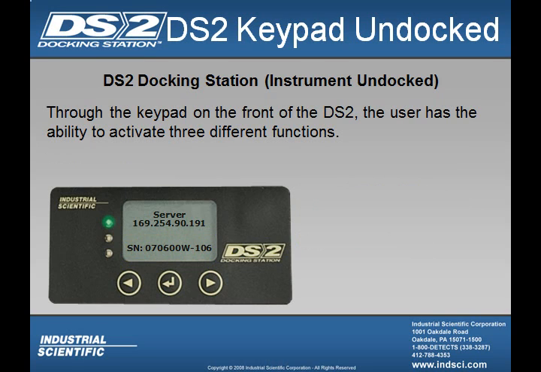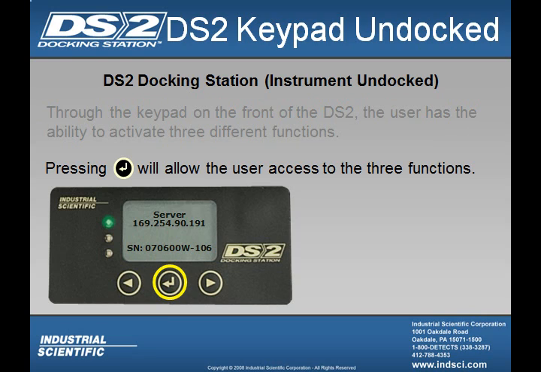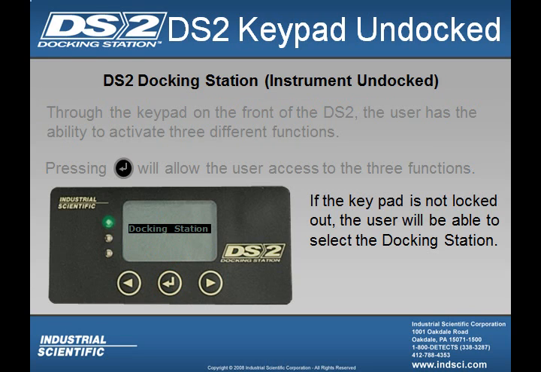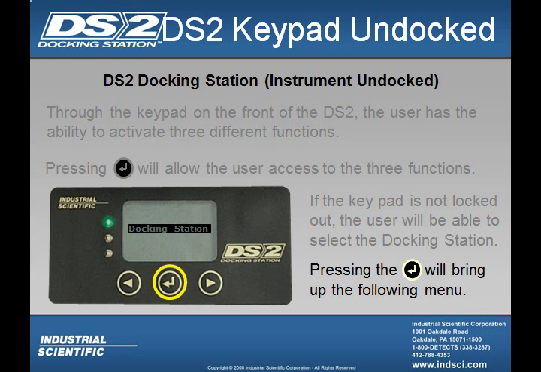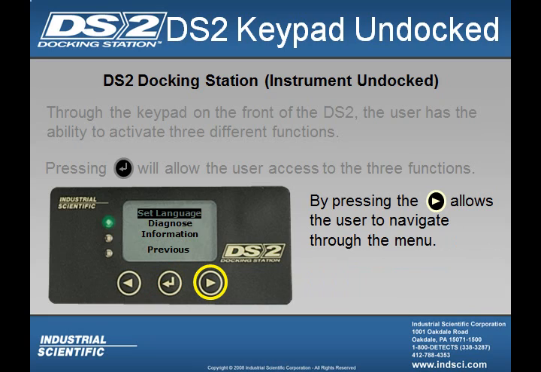Through the keypad on the front of your DS2, the user has the ability to activate three different docking station functions. To activate these three functions, all we have to first do is press the Enter button on the front. And what you'll see highlighted is Docking Station. If you wish to select Docking Station, pressing the Enter button will then bring you the following menu. And under this menu, you'll notice you have three options: Set Language, Diagnose, and Information. In this example, we see that Set Language is highlighted. But if I wish to highlight any one of the other two, I can simply use the right arrow to navigate through my menu.